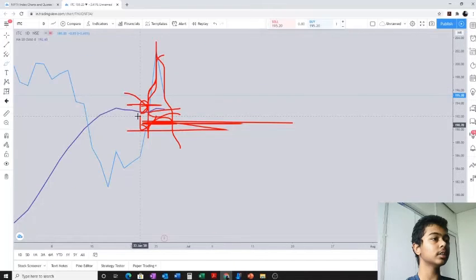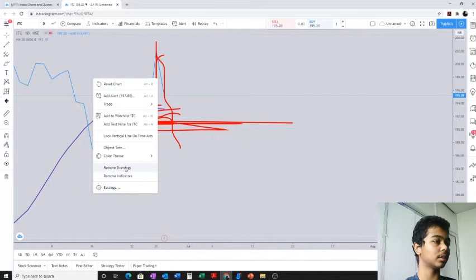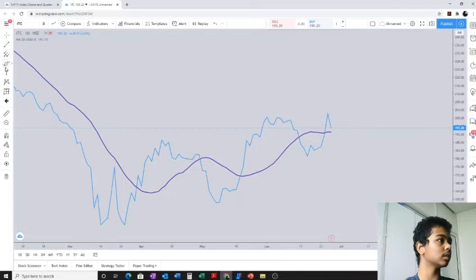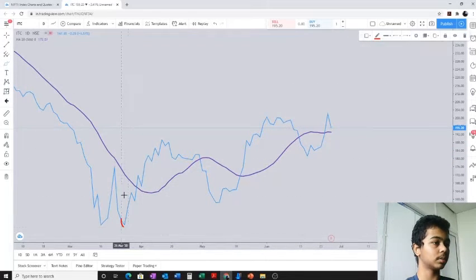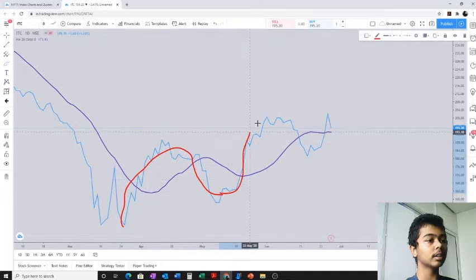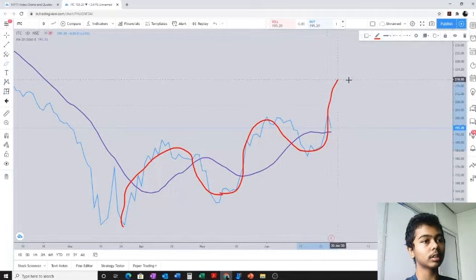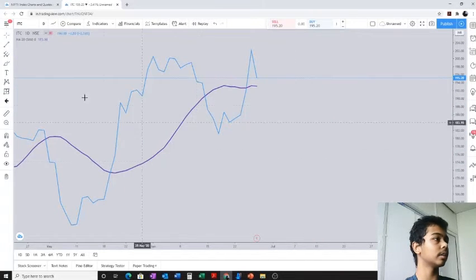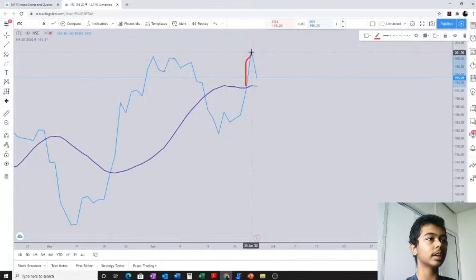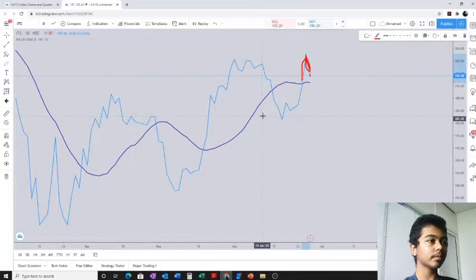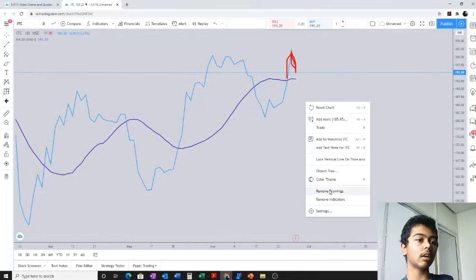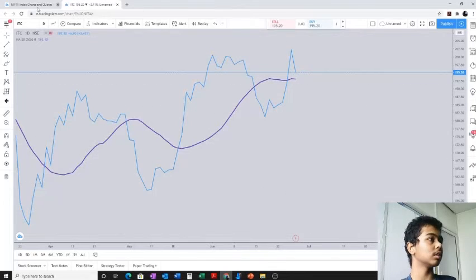And ITC, let me just remove all this. So I saw this. It was trending like that. So I thought it'll again go like that, but what happened here is that it went up and then gave a steep fall. So I don't know what's gonna happen. I'll have to wait and watch for this. I have around 30 shares, that's it.